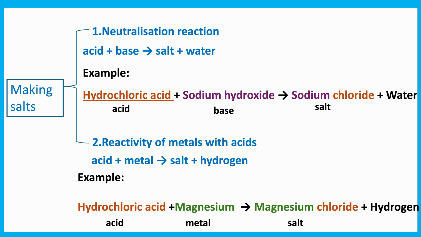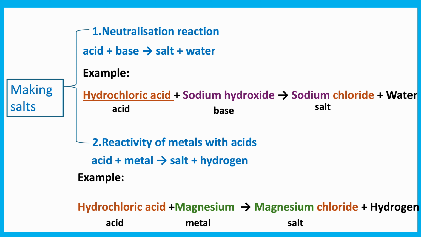This question is part of making salts methods, so let's recall how we can obtain salts. We know that salts can be made through 2 methods. Firstly, through neutralization reaction, and secondly, through chemical reaction of metals with acids. We recall that a neutralization reaction occurs when an acid reacts with a base to produce a salt and water. This reaction balances the pH, often resulting in a neutral solution with a pH of 7. For example, acid plus base produces salt plus water. Example, hydrochloric acid plus sodium hydroxide produces sodium chloride plus water.